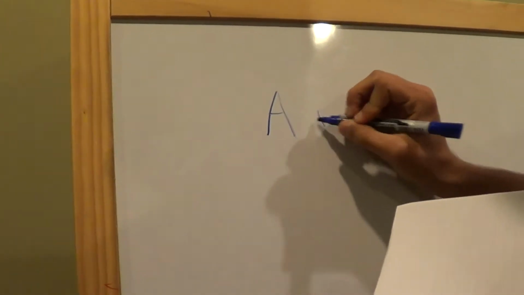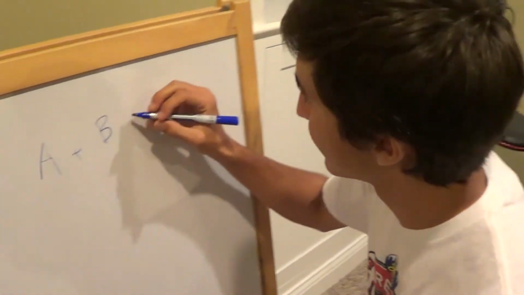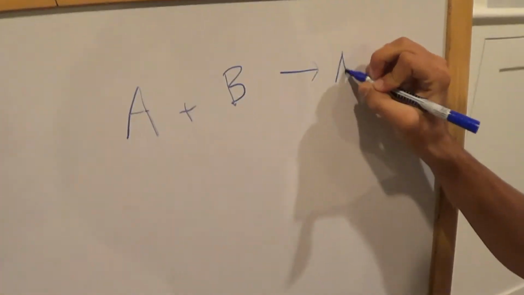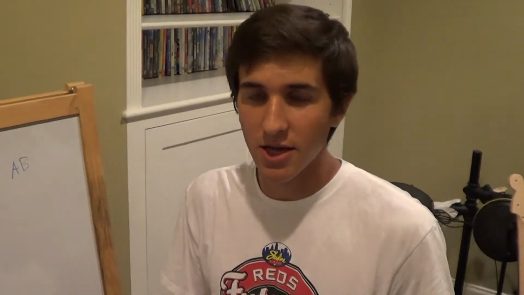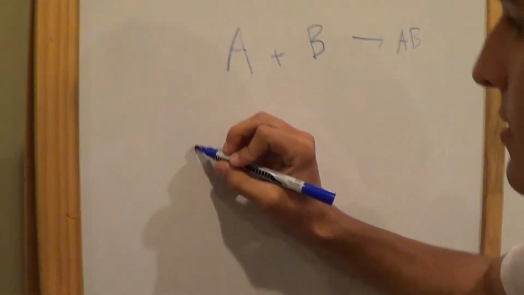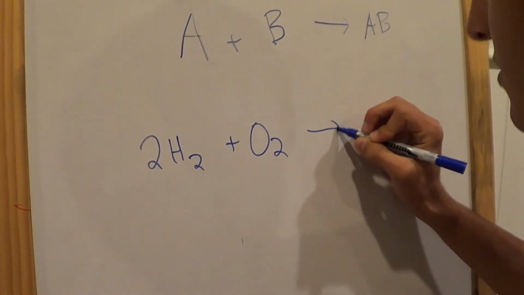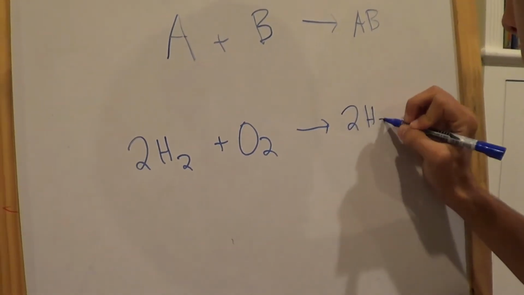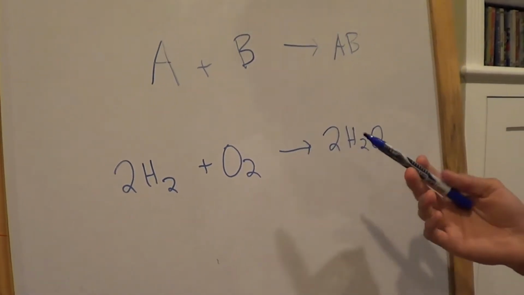So in variables, it'll be something like A plus B. Wait, what's a variable? Moving on. So A plus B will yield AB. So basically adding 2 elements and then you're going to get a chemical compound out of it. And then a real world example of this would be 2H2 plus O2 yields 2H2O. So you're adding hydrogen gas and oxygen gas and getting water out of it.